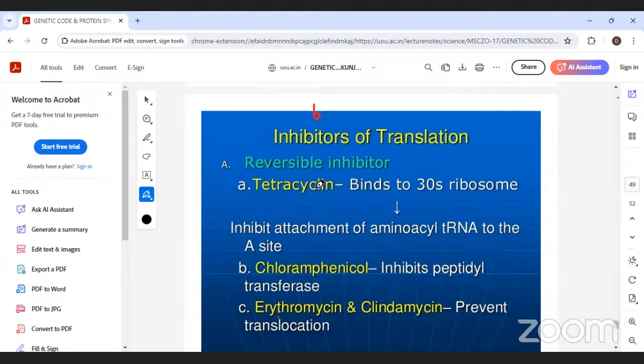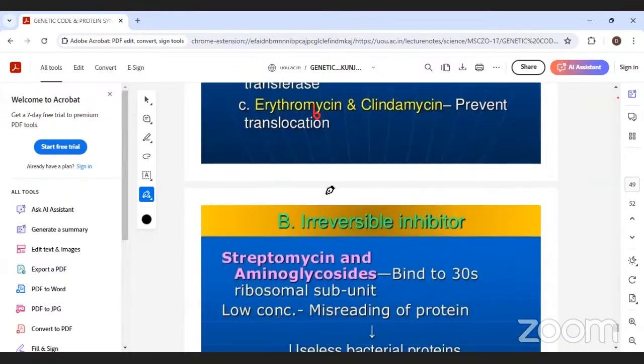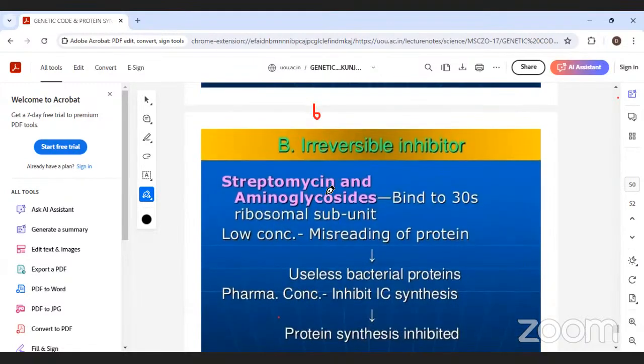Next, erythromycin. In throat infection, fever, or viral infection, you can use these antibiotics. These antibiotics, tetracycline, erythromycin, and clindamycin, prevent translocation. Very important. Inhibitors are also most important. Some are irreversible inhibitors also.